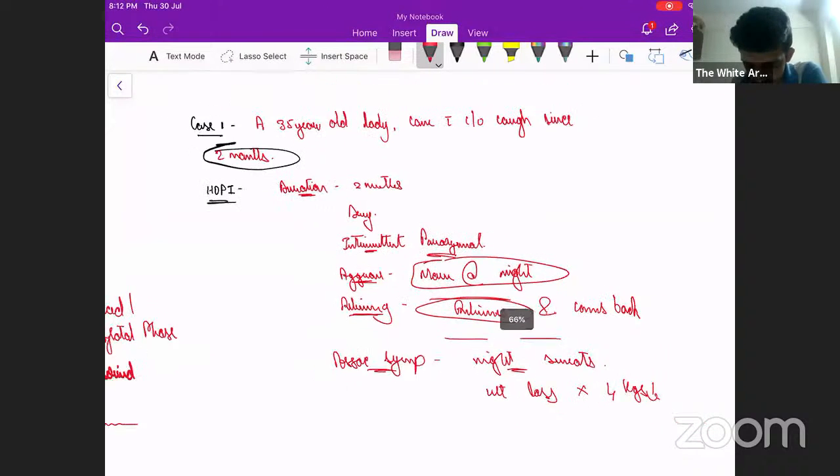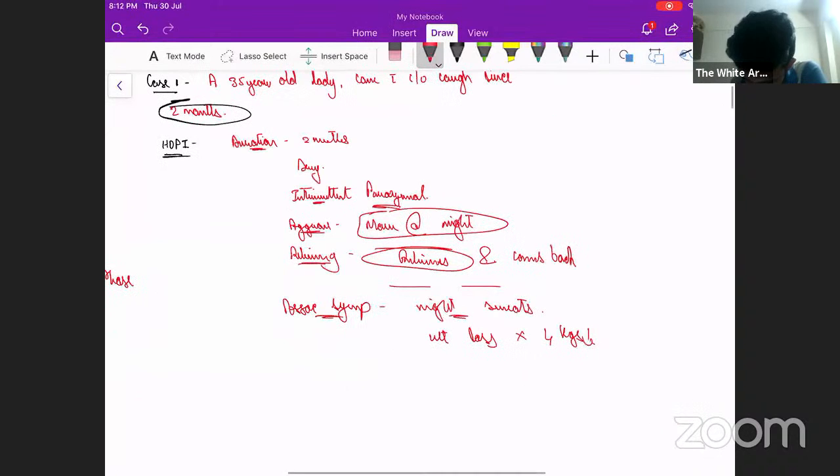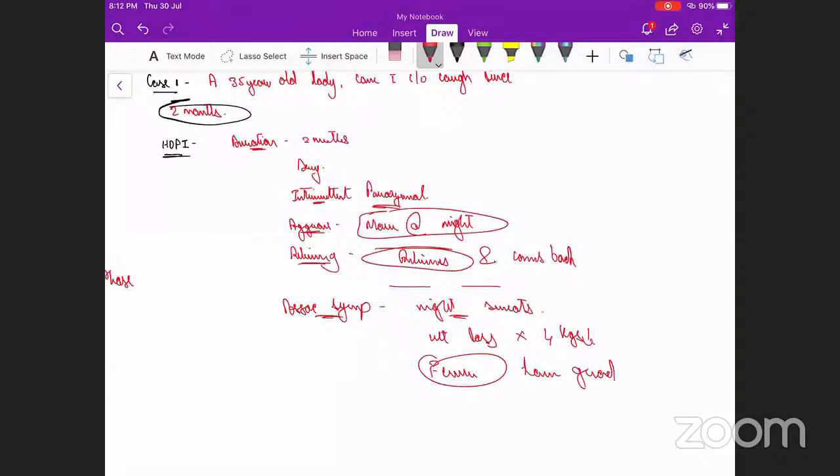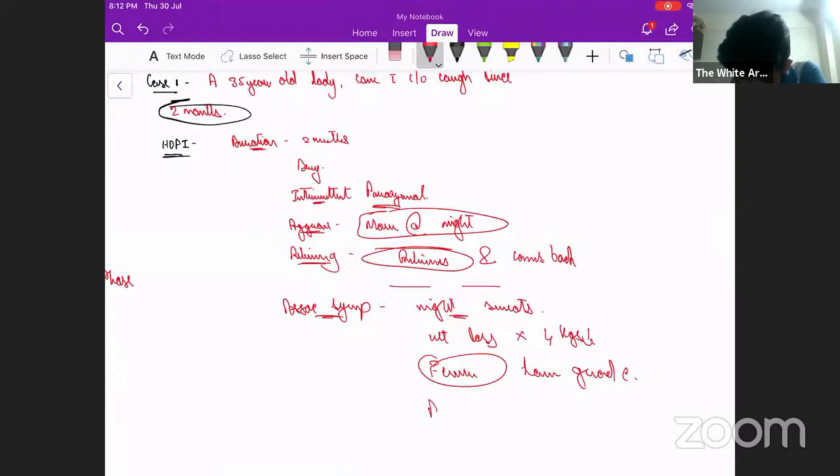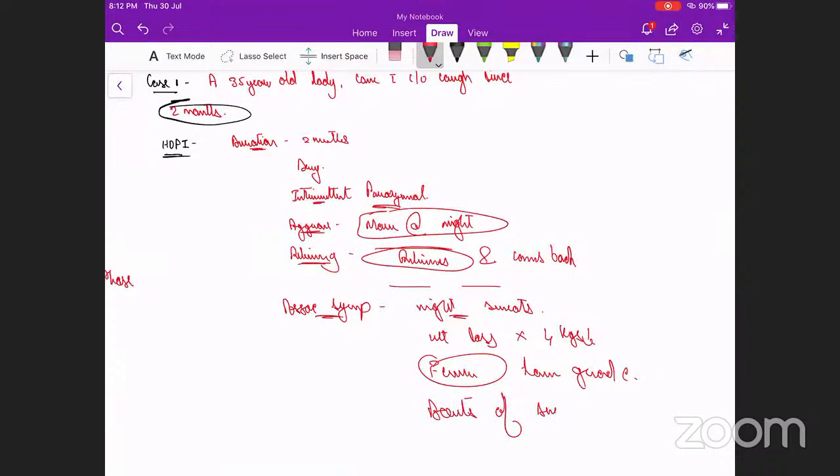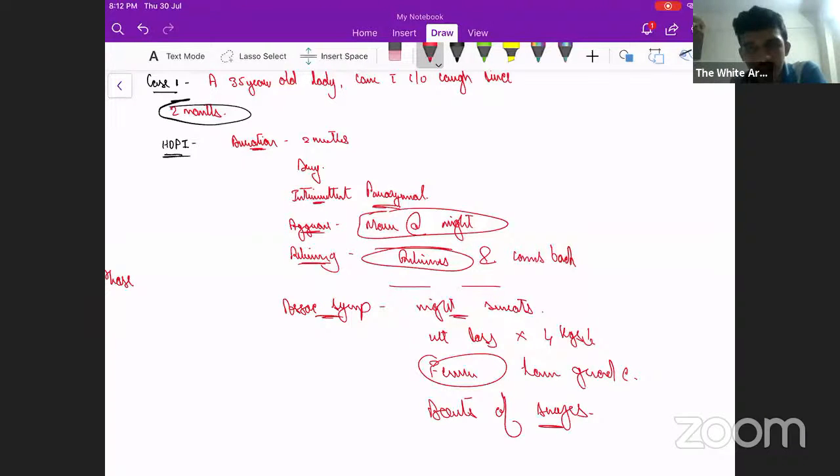Next, fevers. Low grade fever is present, intermittent. And she has bouts of sneezes also. So this is the HOPI.